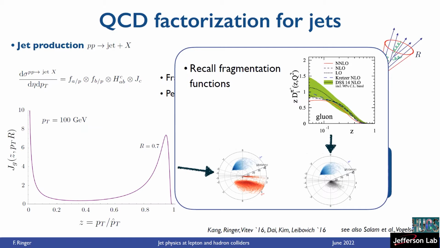But the nice thing is we can actually quantify that. If you look at the quark distribution and the jet distribution, they're not exactly the same, but this function allows us to quantify why they're different and how different they are.